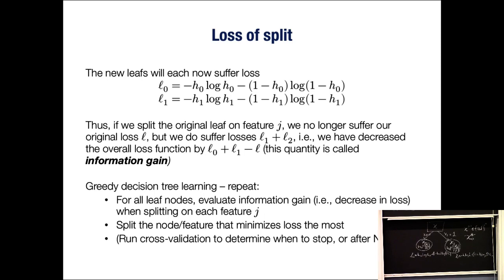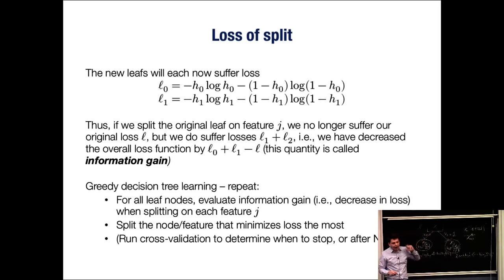Right? And remember, the original loss I suffered in my original leaf was that. And so there's the key point. If I decide to split this node here on this variable xj, I no longer suffer this loss L, because that is no longer a constant prediction over that time. So I don't suffer my loss L, but I instead suffer loss L0 and L1.